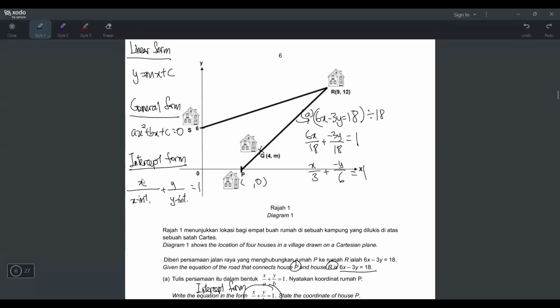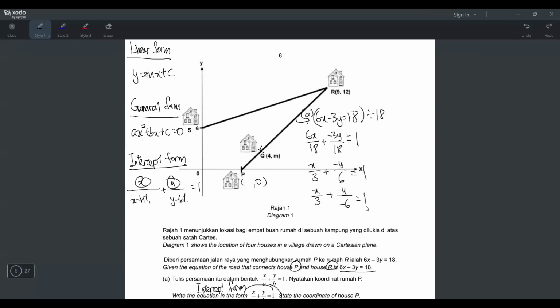I told you already, intercept form, it must be x and y single atas. So the negative, what you have to do? You have to put it down. That's why I said just now the negative. I just told you just now, right? I have to put it down. So it means your y-intercept is negative 6 like this, right? So this is how you convert to intercept form, right?